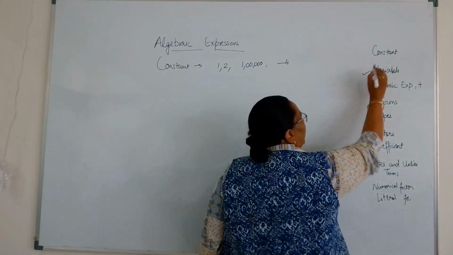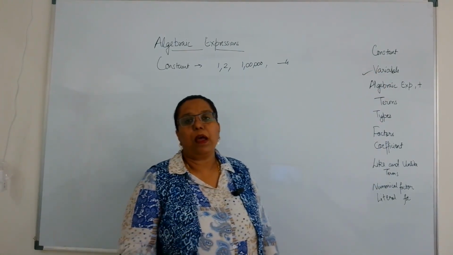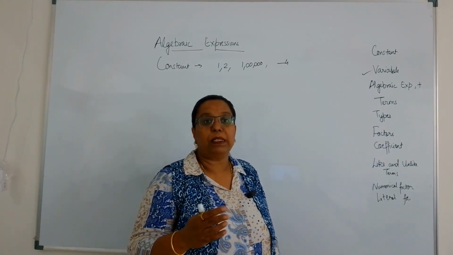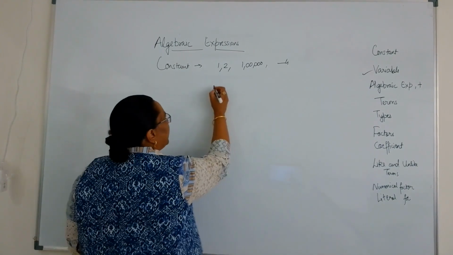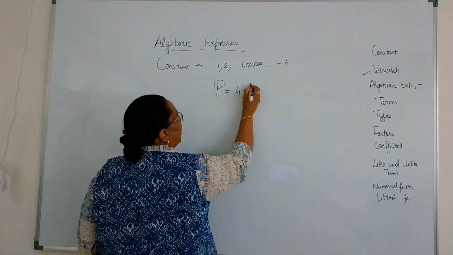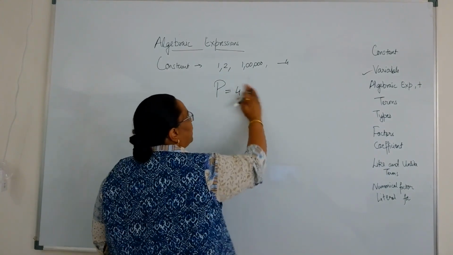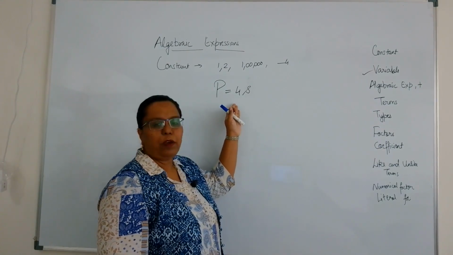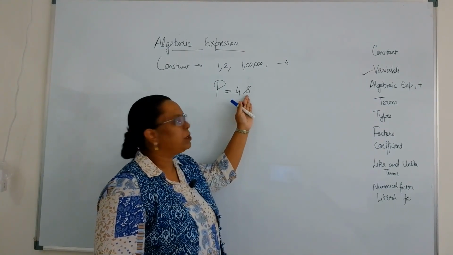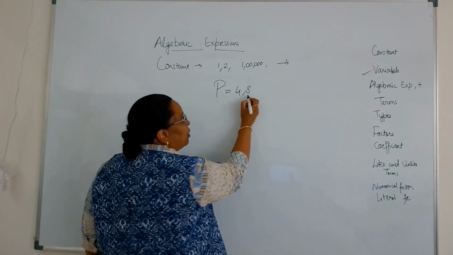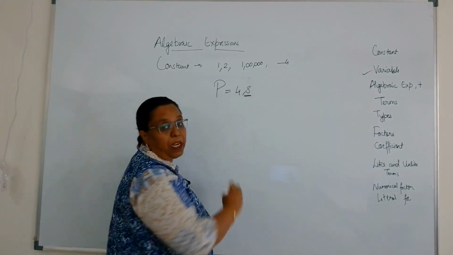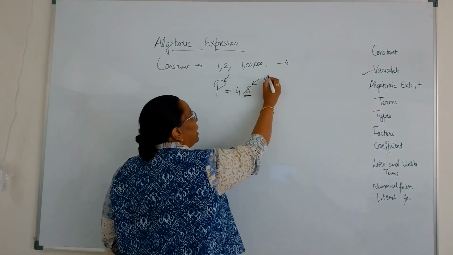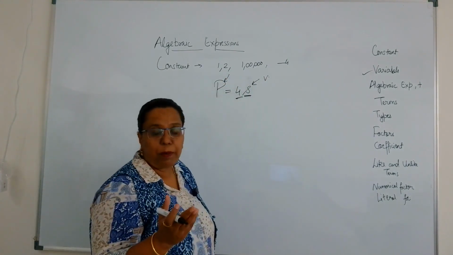Next come variables. Variables are specially denoted by small letters or capital letters, alphabets. Suppose I write P is equal to 4s, for small s. So P is the perimeter. Perimeter of any square is 4 times its side. So whenever we change the side, the perimeter also changes, right? So that's why we call them variable. But 4, the value of 4, remains the same.